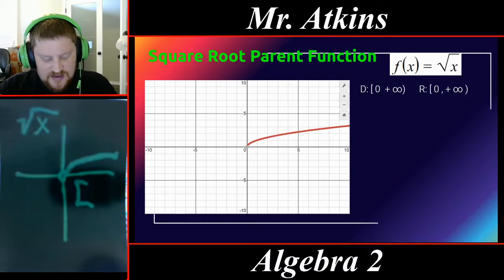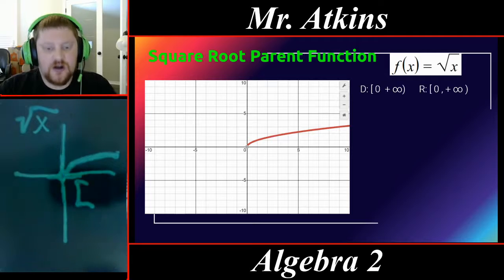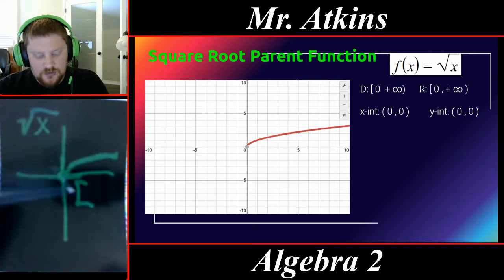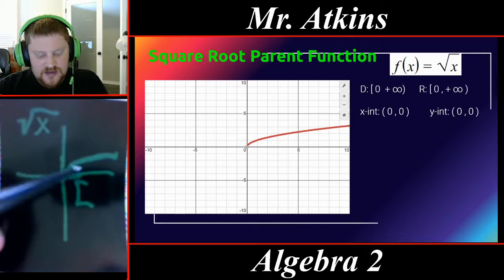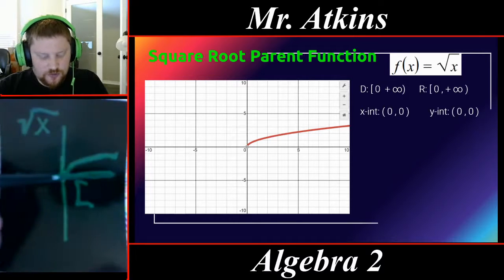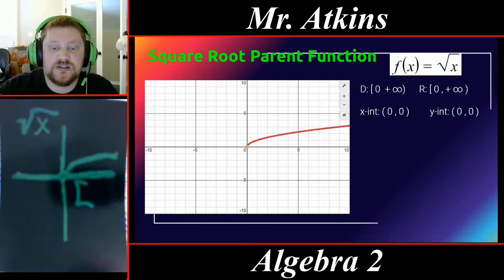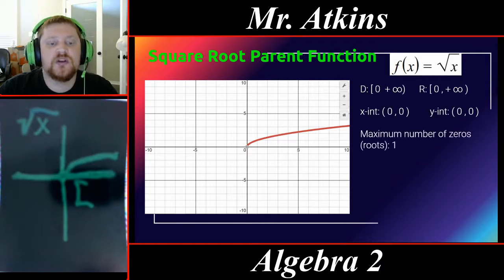Because we're crossing at 0, 0 here, we know that our intercepts for this function, just like several of the previous, both are 0, 0. So x-intercept 0, 0, y-intercept 0, 0. Now with the shape of this graph, hopefully you guys can see that it's not possible to cross our x-axis more than once, which means our maximum number of zeros, or our maximum number of roots, is 1.